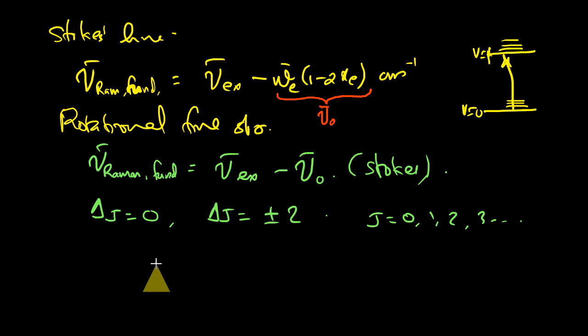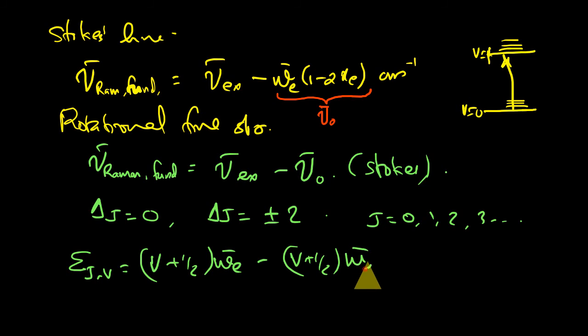When we are considering the rotational transition accompanying the vibrational transition, we have to consider both the energy due to the rotational level and the vibrational level. So the total energy EJV is equal to (V plus half) ω̄e minus (V plus half) the whole square ω̄e xe plus the rotational energy, BJ into (J plus 1). I am neglecting the other term due to the centrifugal distortion because that is a very, very small term.